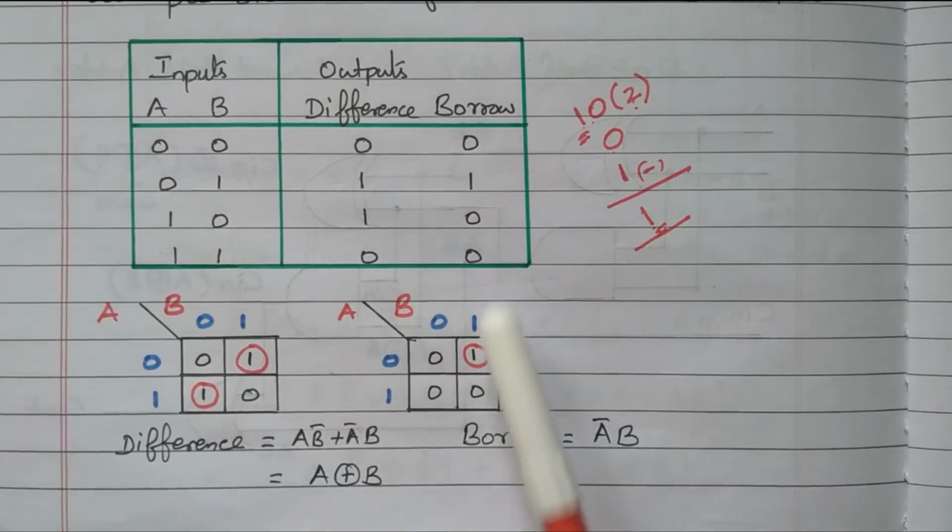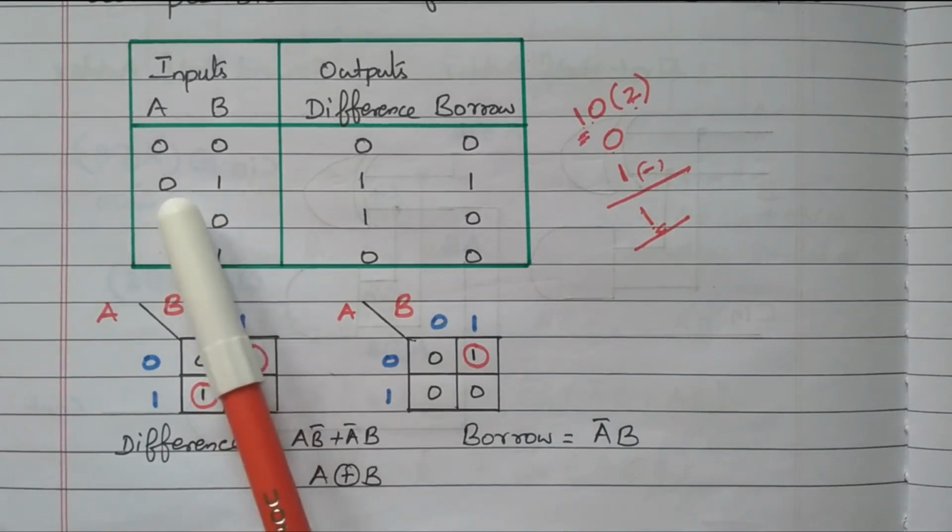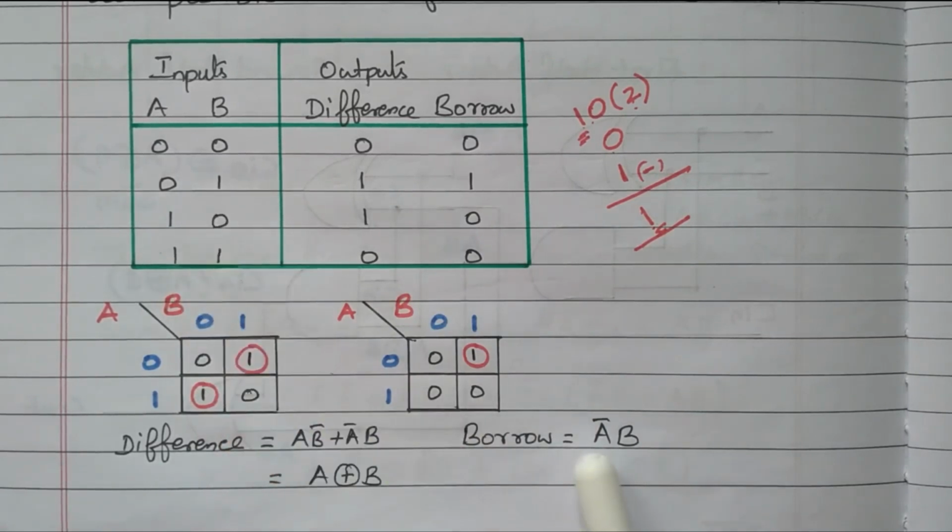Right. Similarly, for the borrow only one 1 is available. What is there? 0 1, where 0 means A bar. B. A bar B is the borrow. Right, that is the expression for borrow.